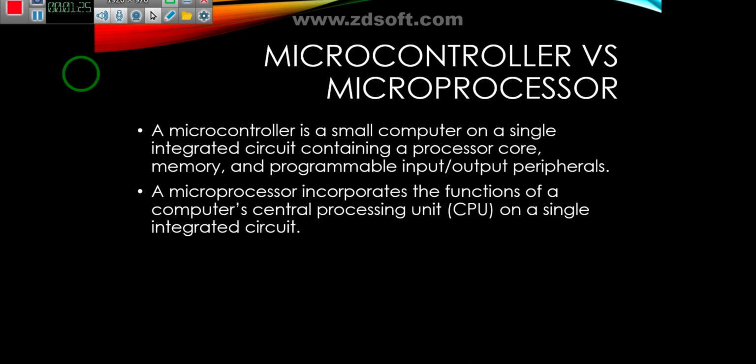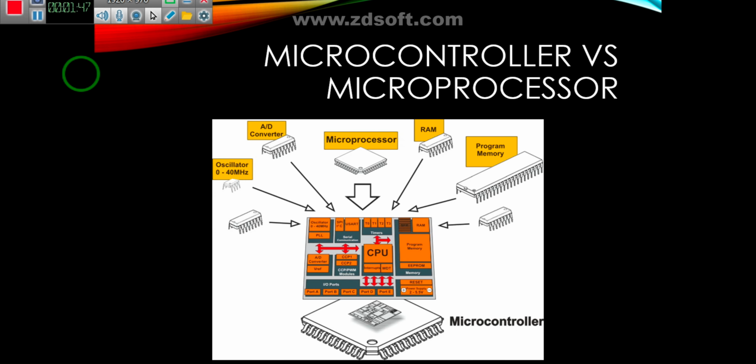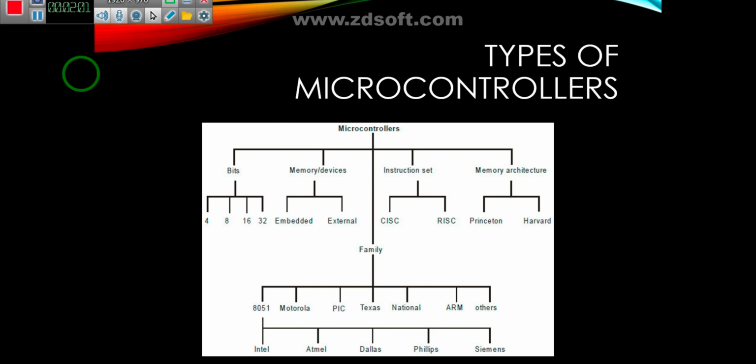Okay, next, we get the difference between a microcontroller and a microprocessor. They are different things, as you know. A microcontroller is a small computer on a single chip, and a microprocessor is a CPU on a single integrated circuit. Based on the microcontroller, we can get the oscillator, converter, and the microprocessor here, RAM, and program memories. As you can see in the chart, we have 4 up to 32 bits embedded external.